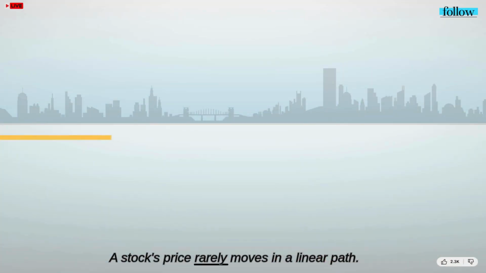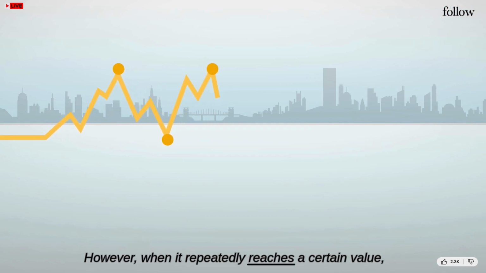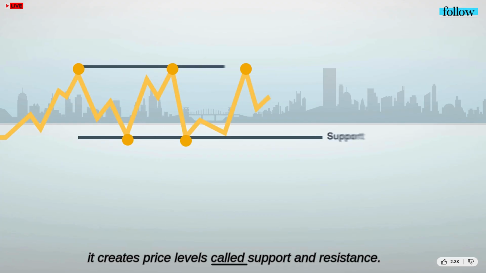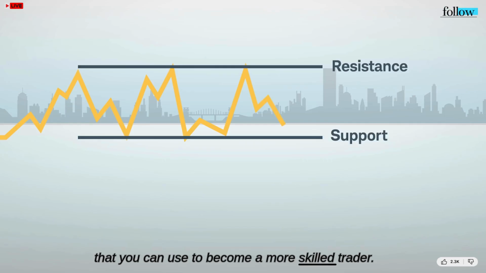A stock's price rarely moves in a linear path. Instead, it fluctuates up and down over time. However, when it repeatedly reaches a certain value, then reverses direction, it creates price levels called support and resistance. These levels are just one tool in technical analysis that you can use to become a more skilled trader.